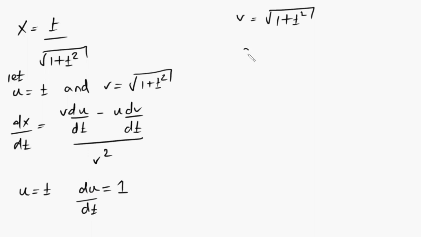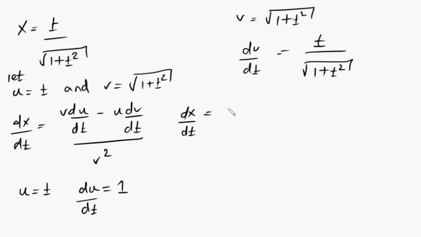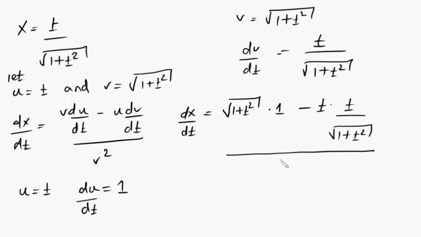This is like the v from before; when we differentiated, what did we get? We got t over the square root of 1 plus t squared, there's no reason to repeat the same method. So now I use this quotient rule. Dx dt is just going to be equal to v. V is just the square root of 1 plus t squared times 1, minus u. U is just t, 1 is just du dt. T is just u times dv dt, which is t over the square root of 1 plus t squared. All of this now over v squared, which is 1 plus t squared.